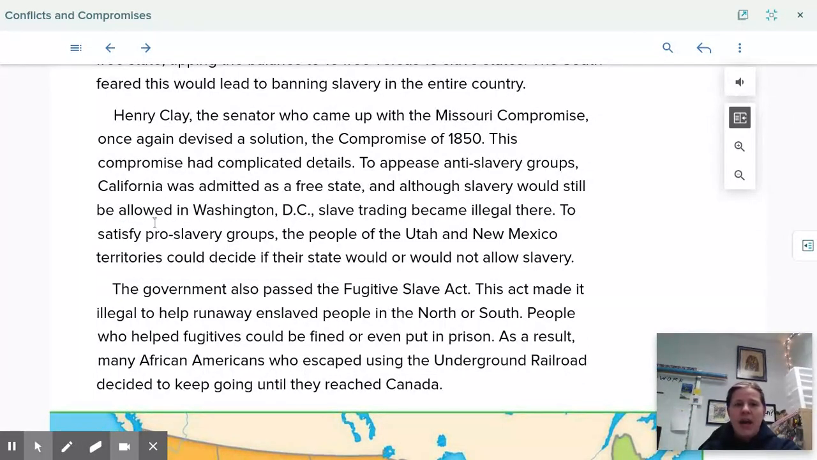To satisfy pro-slavery groups, meaning people that wanted slavery, the people of Utah and New Mexico territories could decide if their state would or would not allow slavery.